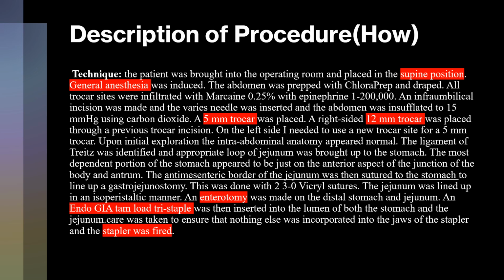Then the antimesenteric border of the jejunum was sutured to the stomach to line up a gastrojejunostomy. That's a lot of ostomies, right? This was done with 2-0 Vicryl sutures. The jejunum was lined up in an isoperistaltic manner. An enterotomy was made on the distal stomach and jejunum.